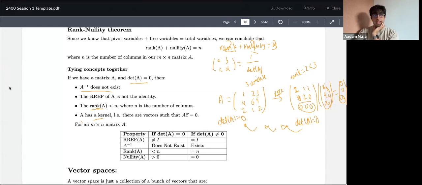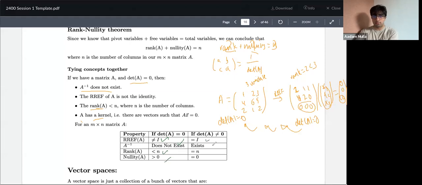So it kind of goes in this order in my head. If the determinant is equal to 0, then A inverse does not exist, because clearly the determinant formula shows that. Then the reduced echelon form is not going to be the identity, because if the determinant of A equals 0, that means somewhere in our matrix we have a row of zeros, and we reveal that when we row reduce it. So row reducing, we get a row of zeros, so not the identity. And then rank and nullity follow.